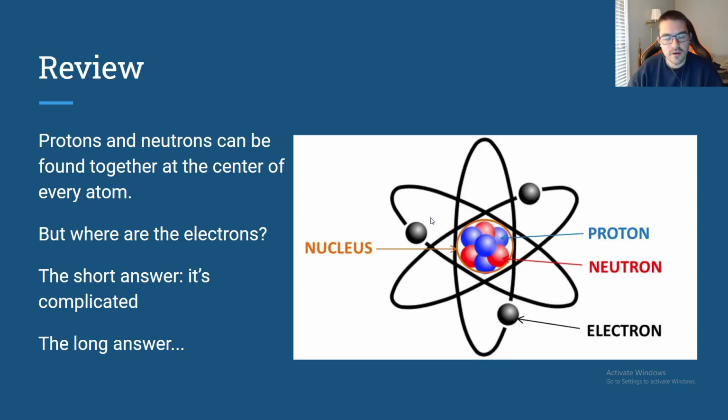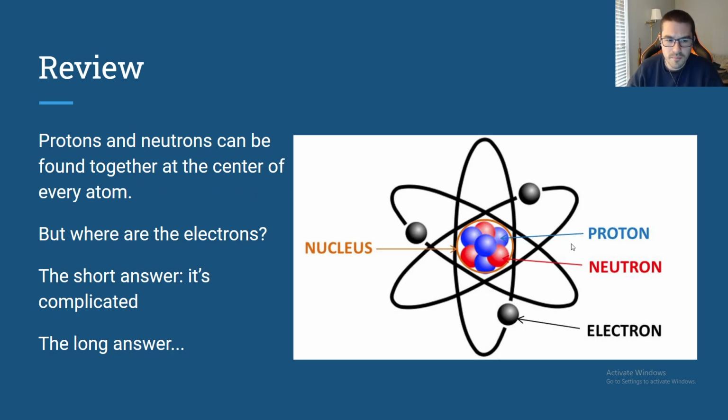So let's talk a little bit of review. Before break, we had started to explore what the inside of an atom is made of, right? Like what are the things that make up an atom? And we had talked about isotopes and average atomic mass, but today we're going to get into some really nitty-gritty details about electrons specifically. Okay, so let's just review what we've learned so far.